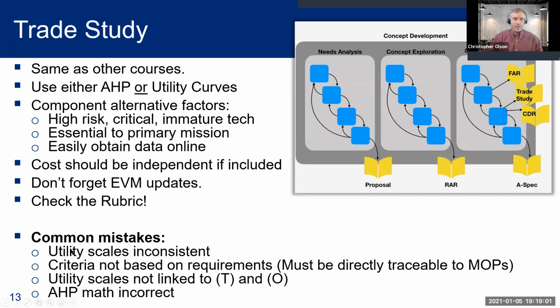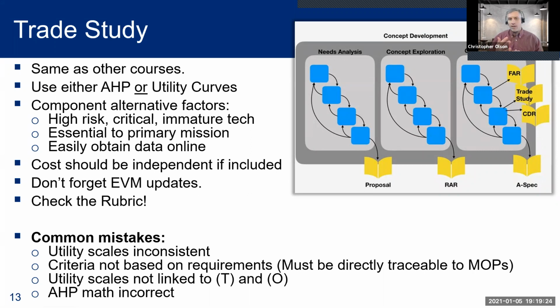So common mistakes I see are utility scales that are inconsistent, meaning that one of the factors or criteria will be on a scale of 1 to 5, and another will be on a scale of 1 to 10, and another on 1 to 7. They've all got to be on exactly the same scale, otherwise you're skewing your results.